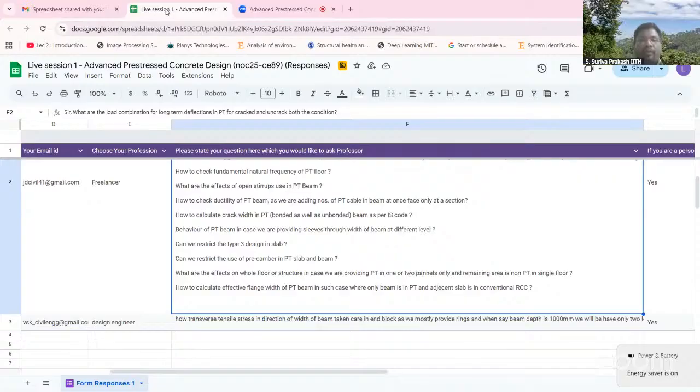Now, what are the effects on the whole floor or structure in case we are providing PT in one or two panels only and the remaining area is non-PT in a single floor?